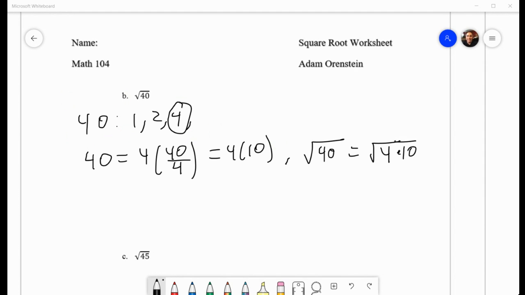I don't know if I'm going to have enough room, so let me quickly go here. And that's going to be the square root of 4 times the square root of 10, which is 2 times the square root of 10. Now, it turns out the square root of 10 is simplified. It's not terribly hard to see because the only factors of it are 1, 2, 5, and 10.